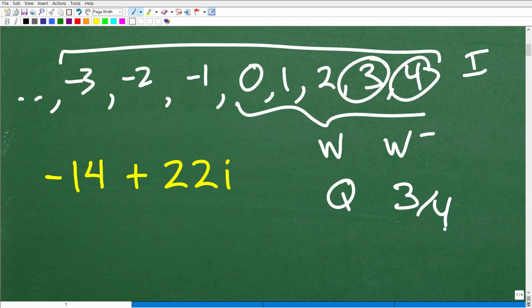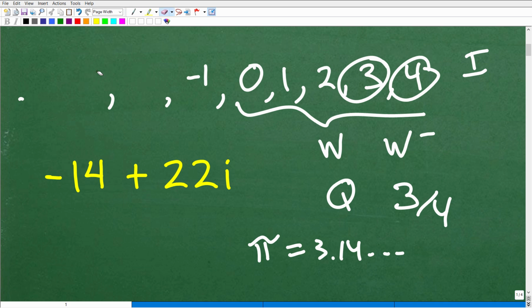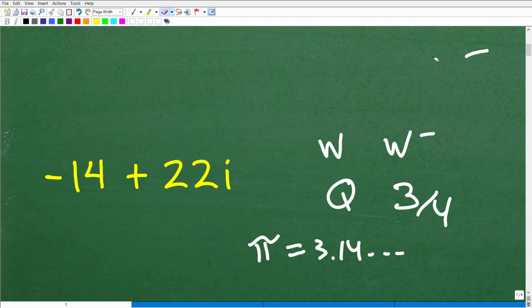And then any number we cannot express as a fraction is called an irrational number, something like pi, 3.14, et cetera. These are what we call non-terminating, non-repeating decimals. So this whole entire set is called the real number system.